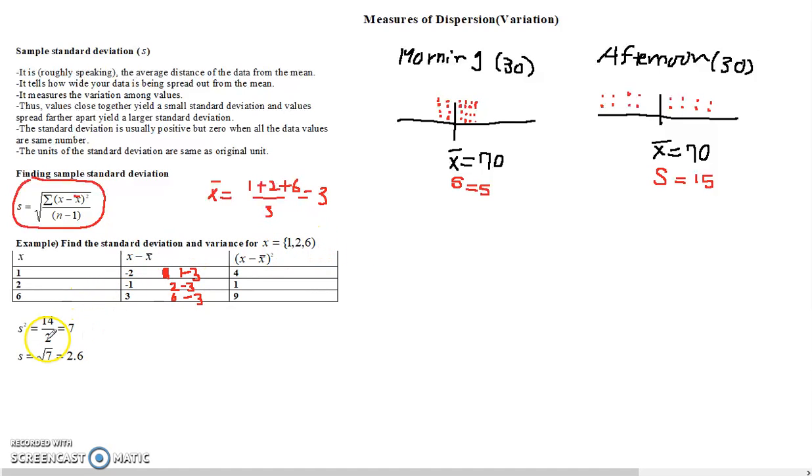Then n is equal to 3 because we have 3 elements here. So we have 3 minus 1, we get 2. So here 7 is going to be our sample variance. If you take the square root of 7, we get 2.6, and this is called the sample standard deviation. So what does s equal to 2.6 mean?